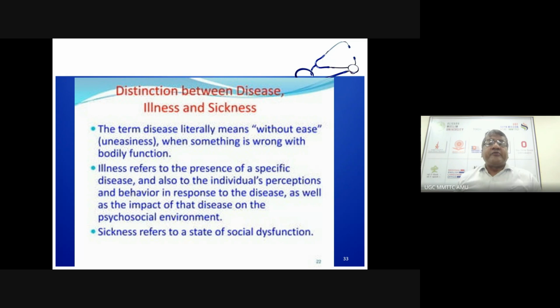Then there is a distinction between disease, illness, and sickness. What is the difference between disease, illness, and sickness? The term disease literally means without ease, uneasiness, when something is wrong with the body function. And illness refers to the presence of a specific disease and also to the individual's perception and behavior in response to the disease, as well as the impact of that disease on the psychosocial environment. This is illness.